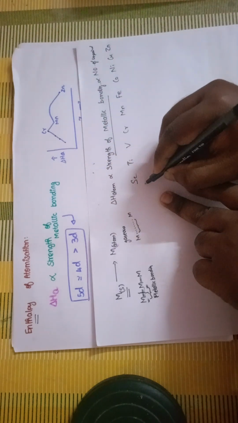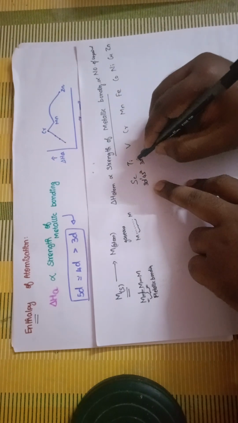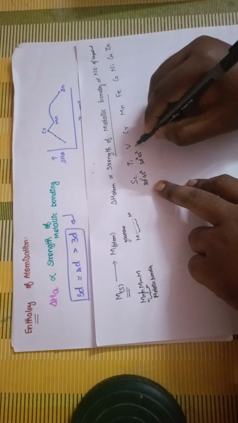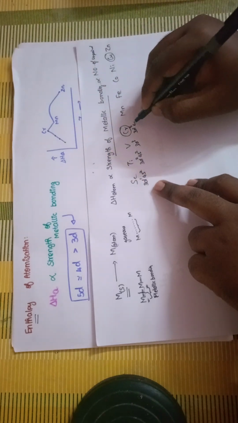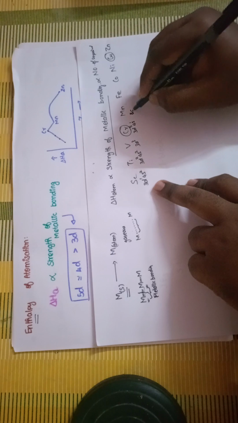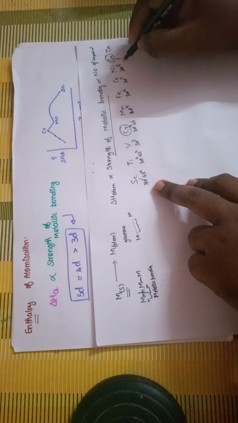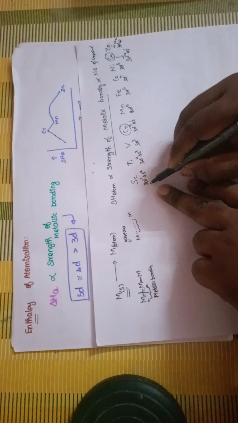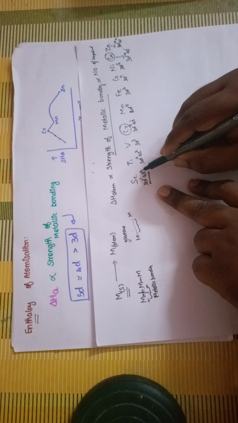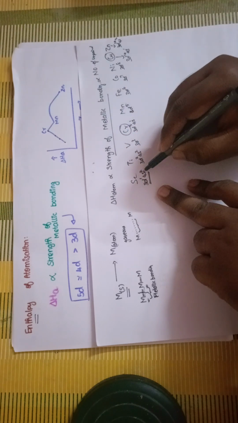Number of unpaired electrons. Scandium configuration is 3d1 4s2. Then 3d2 4s2. All of them will have 4s2, then 3d3. Here chromium and copper only have 4s1: 3d5 4s1. Manganese 3d5, then 3d6, 3d7, 3d8, copper 3d10 4s1. Here zinc 3d10 4s2. So for the number of unpaired electrons: 4s having 2 electrons means the 2 electrons are paired. There is no unpaired electron. In the 4s orbital, if it has 2 electrons, it is paired.